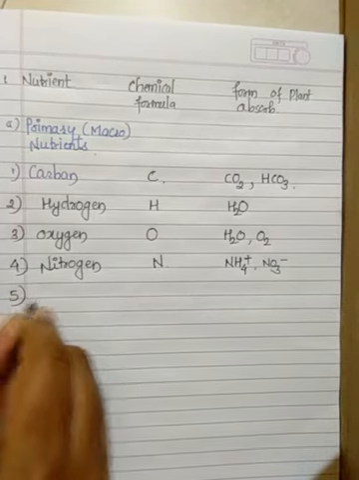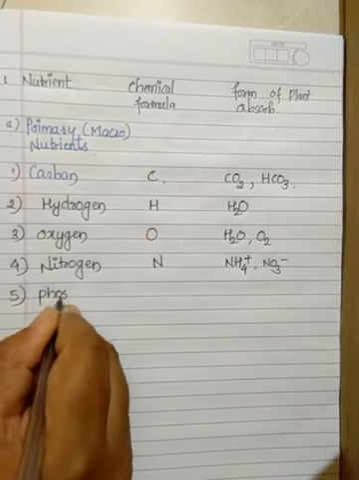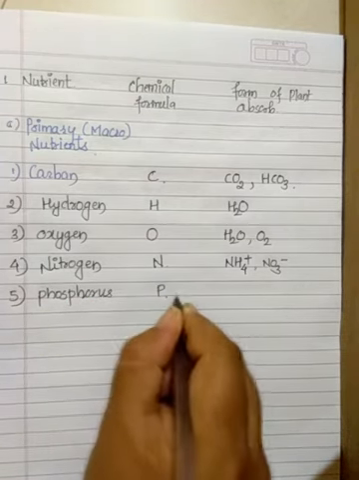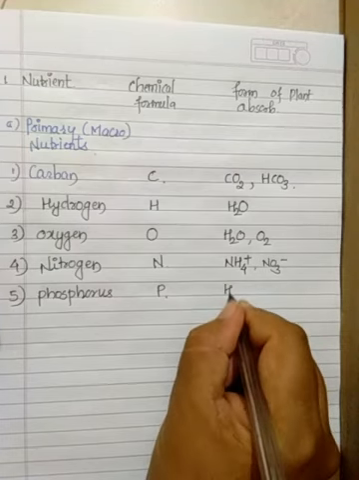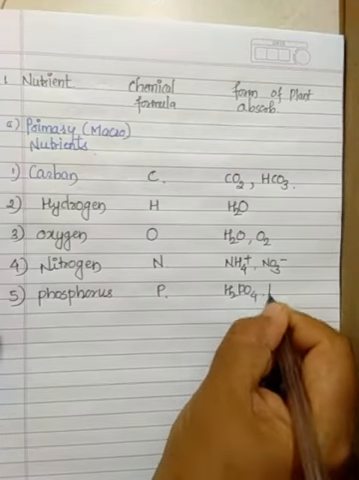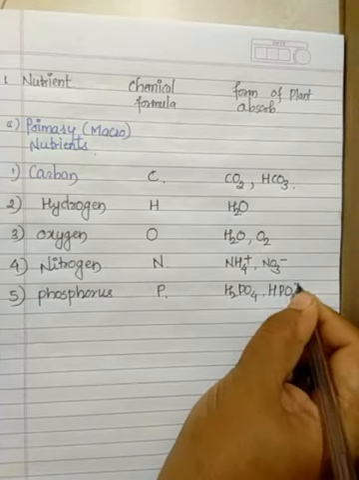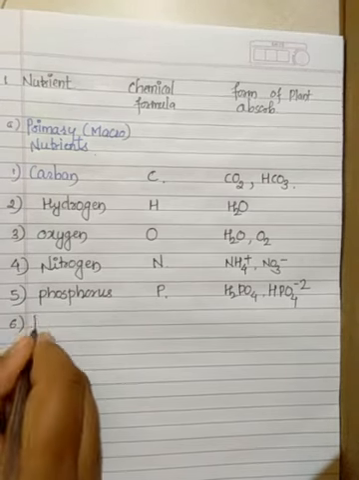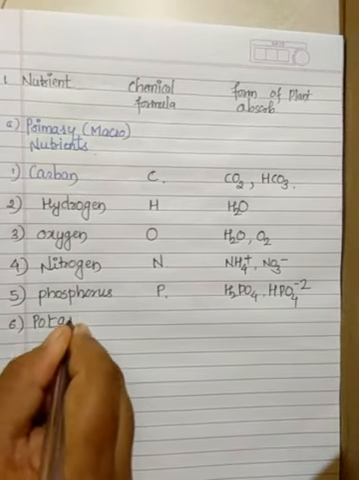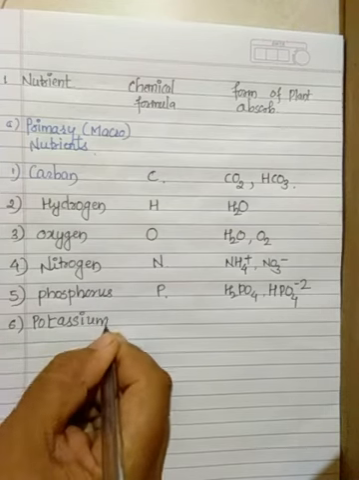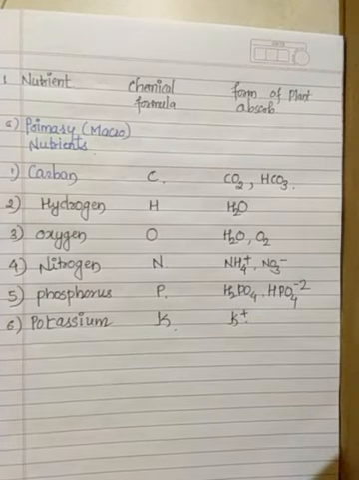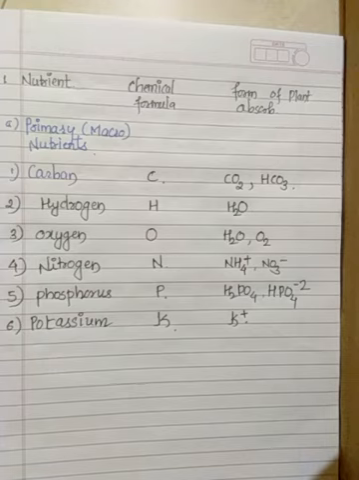Okay, next one, phosphorus. Symbol for phosphorus, yes, P, and again H2PO4 as well as HPO4 2 minus, isn't it? Next again, potassium. Potassium, symbol for potassium is yes, K, and where can it be absorbed? K plus. Okay, so these are about what? Macronutrients, and these are all primary itself.